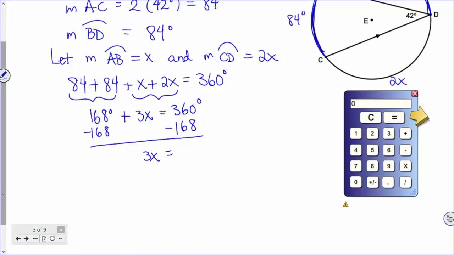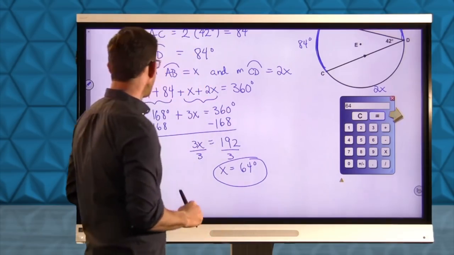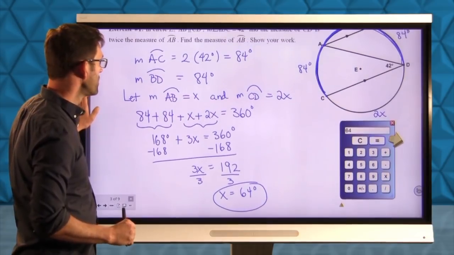All right, let's do that quickly on our calculator. 360 minus 168 will give me 192. Divide both sides by 3. And x, which is what I'm looking for, right? This dude divided by 3 is 64 degrees. All right, and that's it.